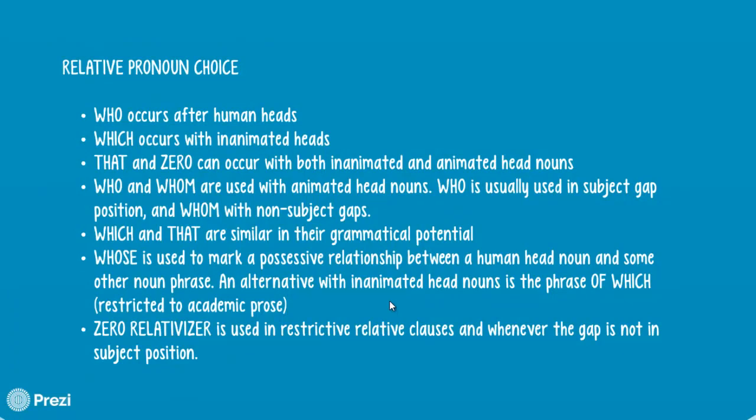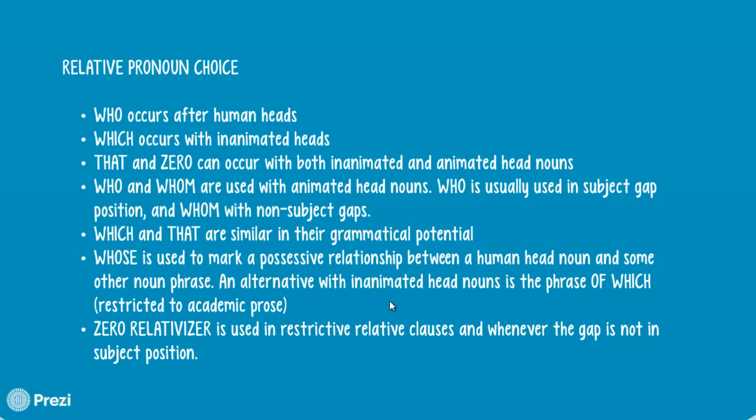In order to use whose as a relativizer, we need to establish a possessive relationship between a human head and some other noun within the same complex noun phrase. There's an alternative for inanimate head nouns, which is the phrase of which, but this structure is mainly used for academic prose. Finally, regarding zero relativizer, we use no relativizer or zero relativizer only in restrictive relative clauses and whenever the gap is not placed in subject position.